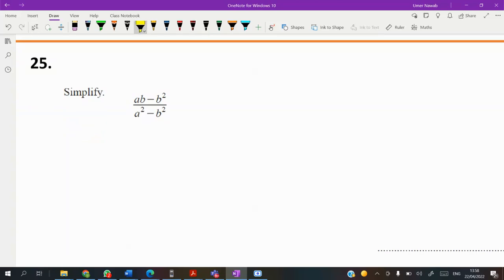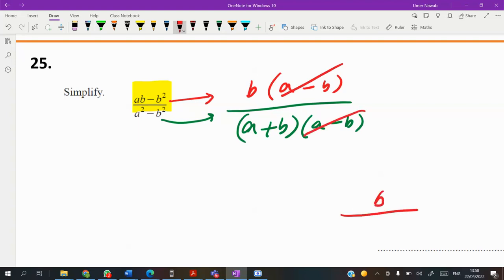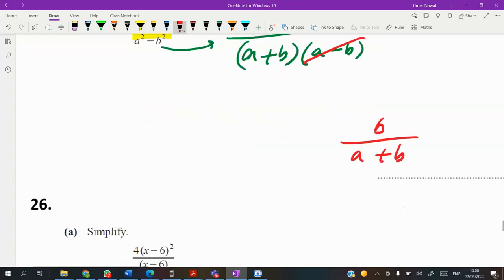In the numerator, we have b common, the smallest power. So a minus b left. In the denominator, it's a difference of two squares, so a plus b and a minus b. You need to cancel a minus b with a minus b. Your final answer is b over a plus b.